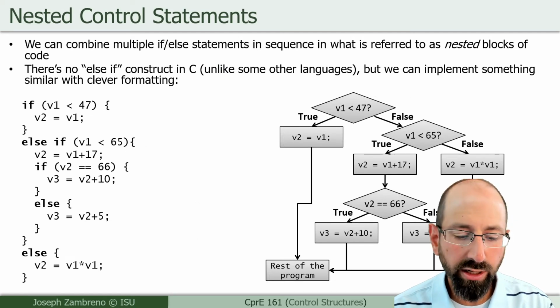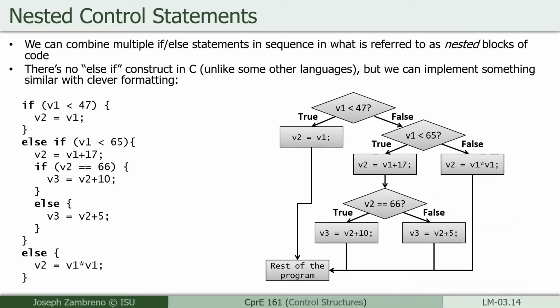A couple more things I want to cover just briefly here. So we can definitely combine our multiple if-else statements in sequence, and that's what is referred to as the chained or the nested block of code. There is no else-if operator in C. Some other languages actually have a separate construct called else-if, either with a space or without a space. You can generally implement something quite similar just by more cleverly formatting your code.